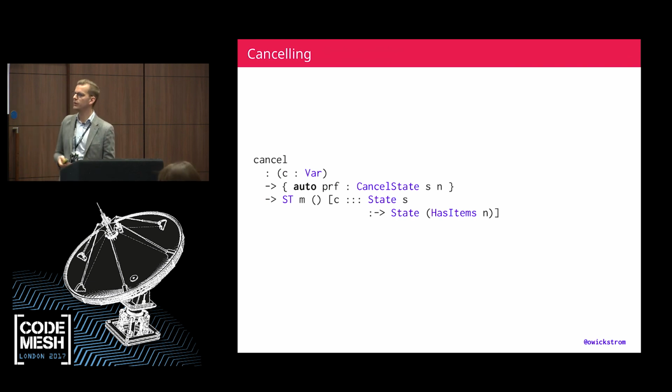And in the cancel operation, we ask Idris using this auto keyword: can you give us a proof that the state S, because in the operation we take any state S, is a cancelable state, and which, when we cancel from it, has n items. So the operation goes to has items of n. This is why the number of items has to be tracked all the way through, because we have to go back in a known state.